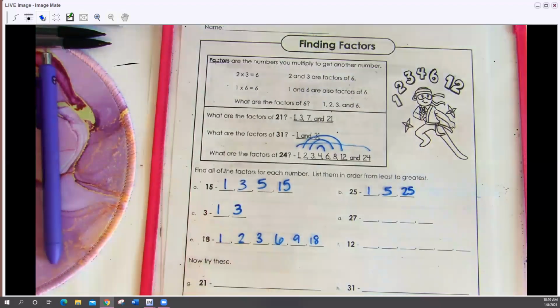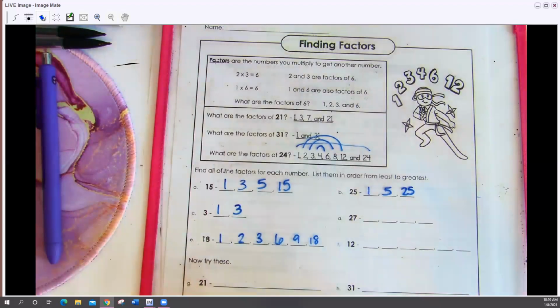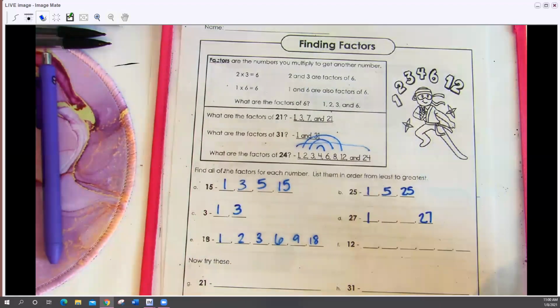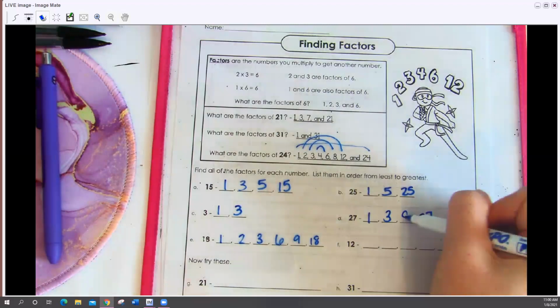Let's just do 27 and we'll do 12 and then we'll move on to the next part of our video, because the ones that are down here I want to give to you to do on your own. Okay, so when I'm thinking about the factors of 27, I'm thinking about what can I multiply together to get 27. I can multiply 1 times 27, and I have to go through my times tables, or my multiplication tables, to find out that 3 times 9 also equals 27.